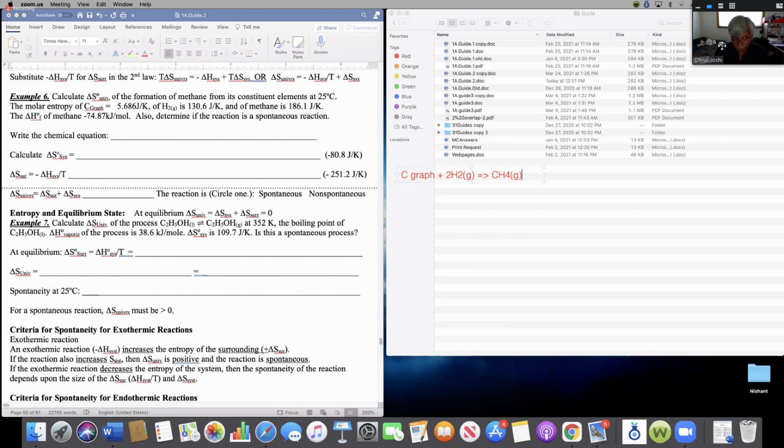Now, calculate delta S universe for formation of methane from its constituent elements at 25 degrees Celsius. So that's what we are doing. For the formation of methane, we want to find out if this reaction is spontaneous or not. How do we find that out? By knowing if the delta S universe increases because of this reaction, then it's spontaneous. If it decreases, then it's not spontaneous. That's what that means.